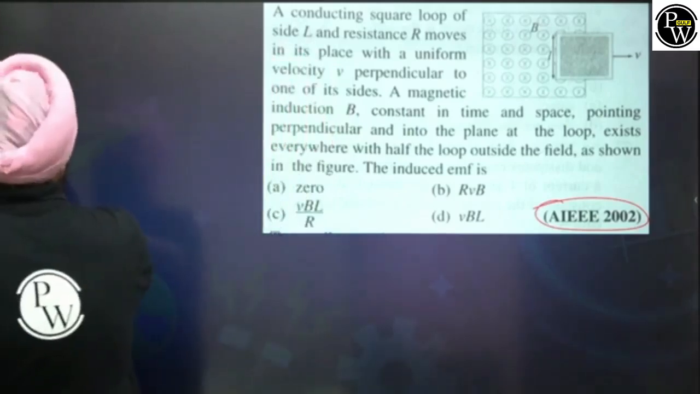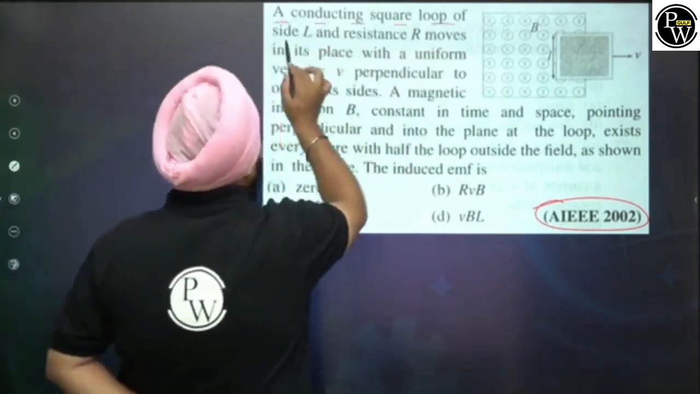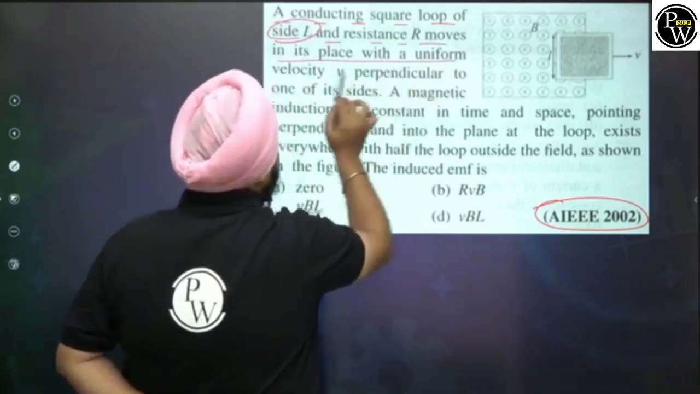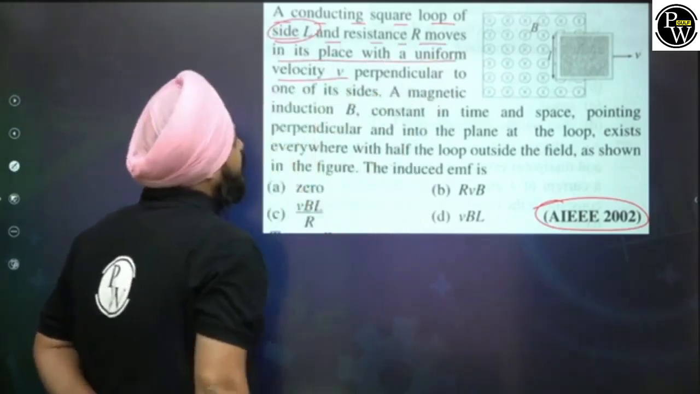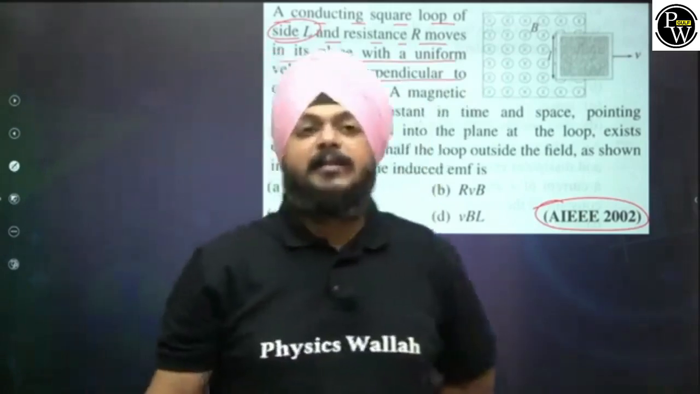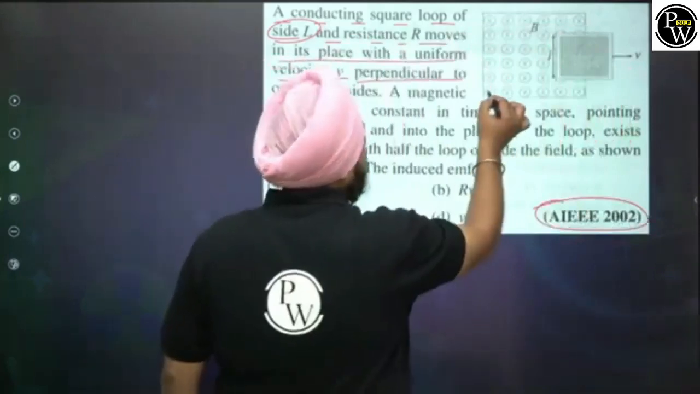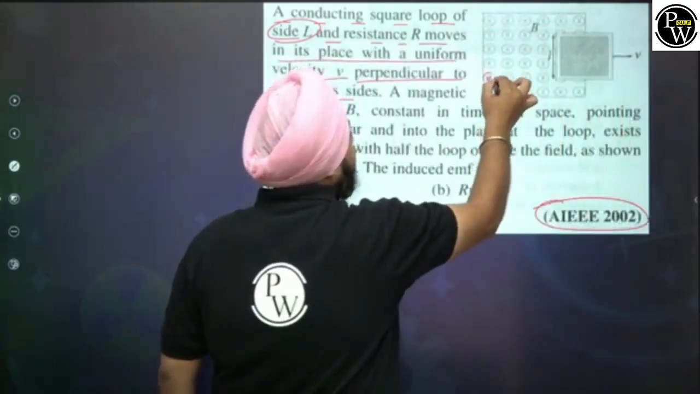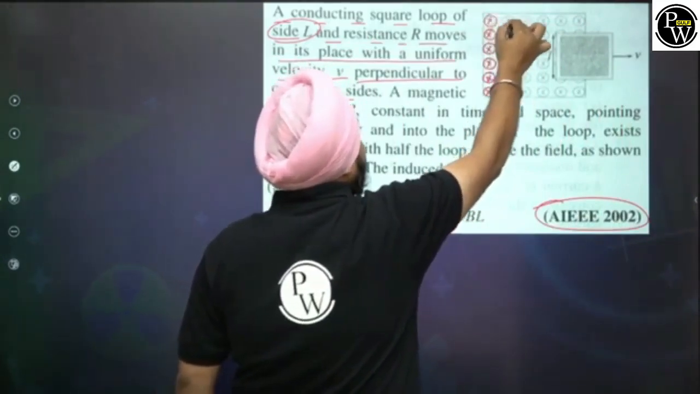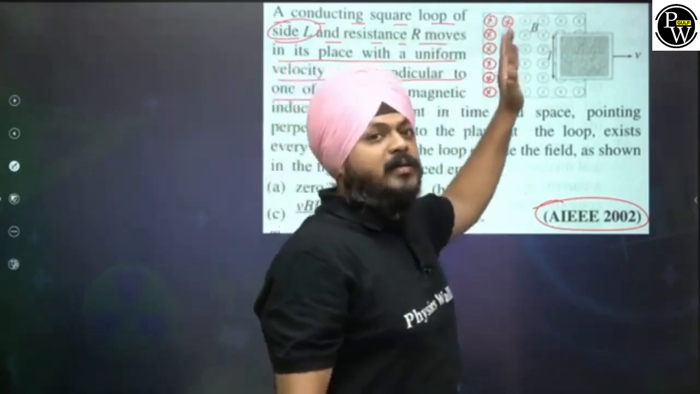Okay, now let's move on to what this question states. A conducting square loop of side L and resistance R moves in its plane with a uniform velocity perpendicular to one of its sides. You can see in this question the crosses are given. It means the magnetic field is directed inside. And the entire loop is moving this way.